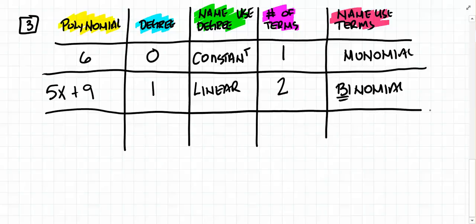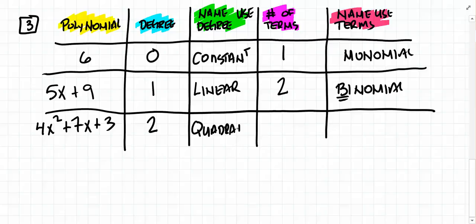What if I give you this one? If I give you 4x squared plus 7x plus 3. Okay. Well, what would be the degree of this? The degree would be 2. The name that we give to a second degree polynomial is a quadratic. So when you hear the word quadratic, you know you have a polynomial with the highest degree of 2. That's good to know, okay? The number of terms that I have in this case is what? I have 3 terms, okay? If I have 3 terms, then I have a trinomial.